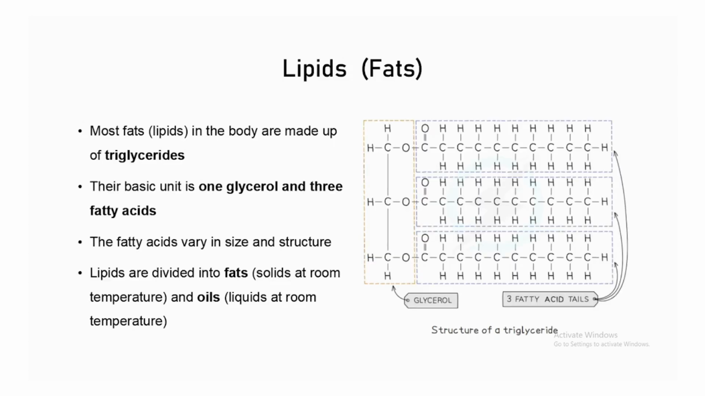Lipids. Fats. Most fats, meaning lipids in the body, are made up of triglycerides. Their basic unit is 1 glycerol and 3 fatty acids. The fatty acids vary in size and structure. Lipids are divided into fats, solids at room temperature, and oils, liquids at room temperature.